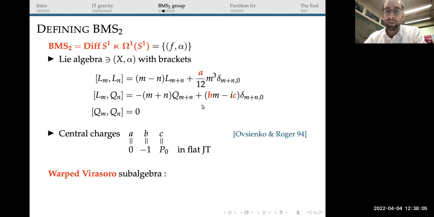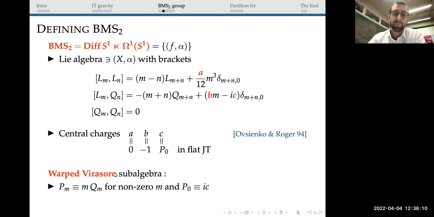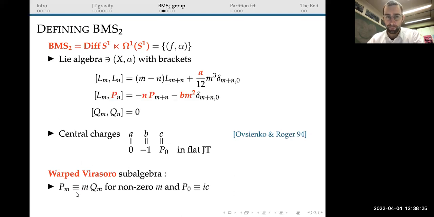Notice, by the way, that this is an extension of the warped Virasoro algebra. Indeed, for non-zero M, you can define new generators P_M by this expression here. And you can define P_0 by this expression in terms of the central charge C. So this is consistent with the fact that the central charge C is in fact the zero mode of the function P. And then in terms of these P_M, the algebra that you find takes the form here. So this is really a warped Virasoro algebra with a non-zero twist and a zero U(1) level.